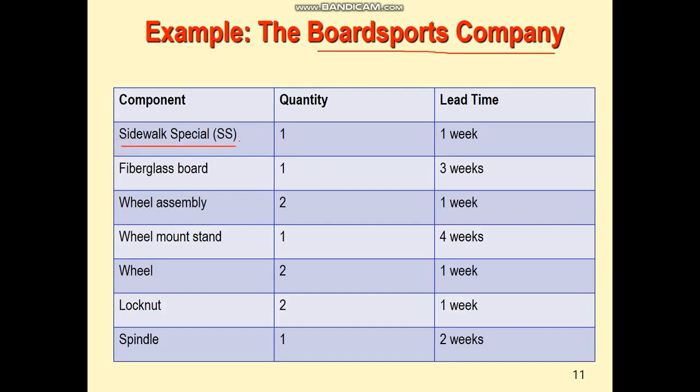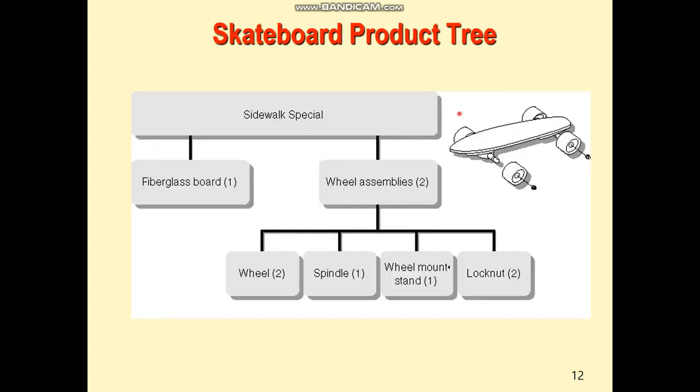The sidewalk special. This is the photo of the sidewalk special. And to make it, here is the BOM, right? The BOM of the skateboard. To make one sidewalk special, we need one fiberglass board and two wheel assemblies. And to make one wheel assembly, we need two wheels.